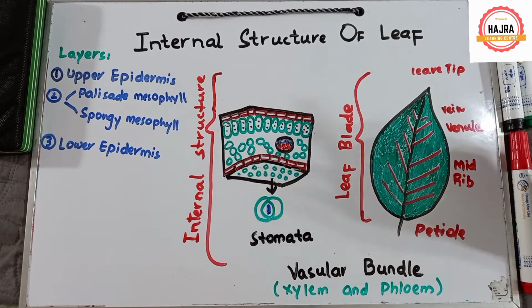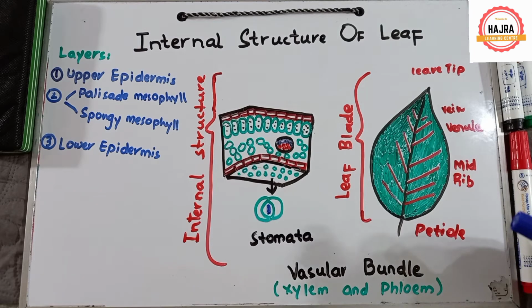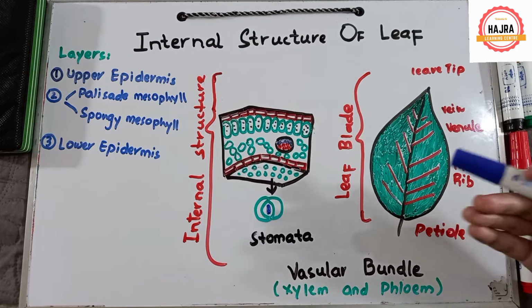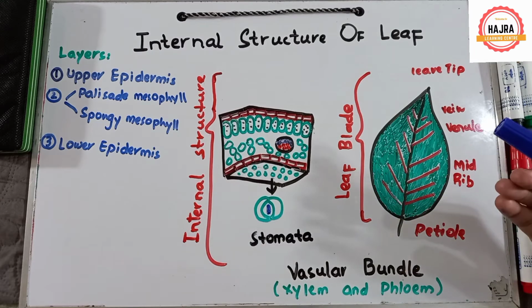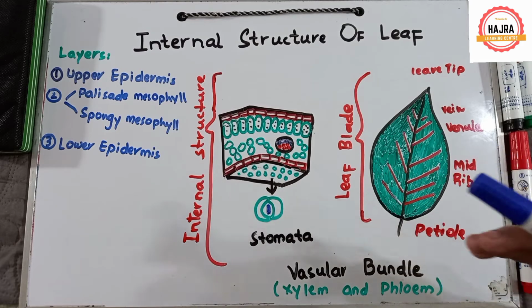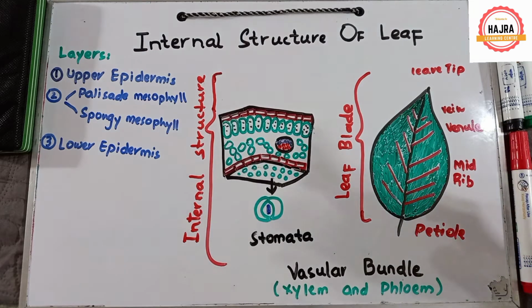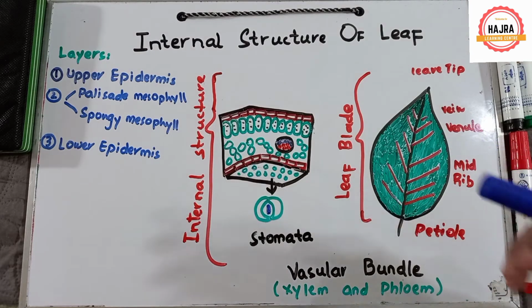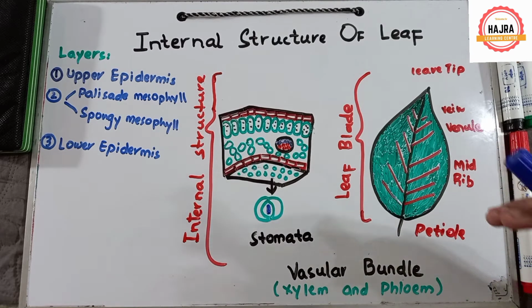Now let's talk about leaf. Leaf is the kitchen of the plant body, means food is prepared on the leaf. It has chlorophyll, and in the presence of sunlight, plants make their own food. They take carbon dioxide from the air, they take sunlight, and they take water and minerals from the ground. So carbon dioxide plus water in the presence of sunlight make their own food, such as glucose, plus oxygen gas is evolved.